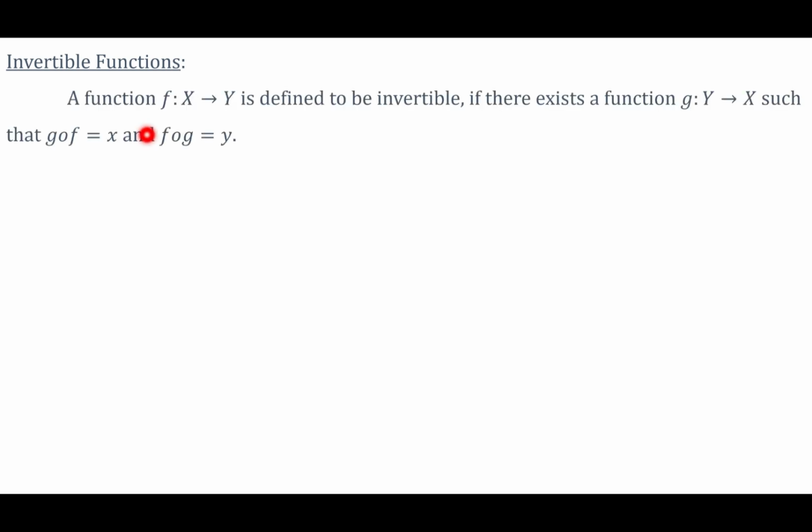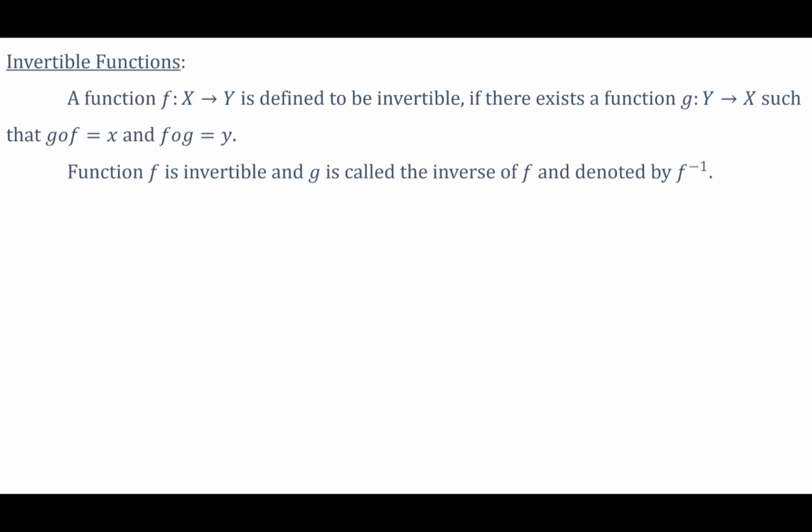Let us define it. If I have a function f from x to y, it is defined as invertible if there exists another function g from y to x, such that, how can we prove that? G circle f is equal x and f circle g must be equal y. Then the given function is invertible. A function f is invertible and g is called inverse of f, and it is denoted by f inverse.